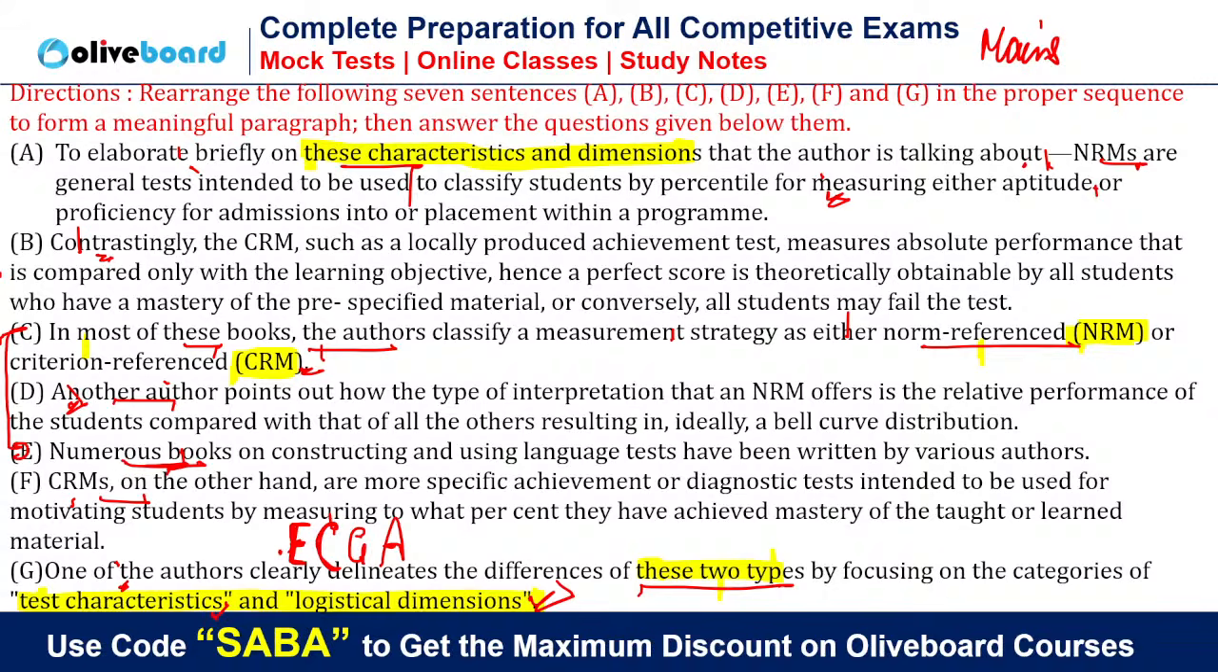Both the authors are comparing both the categories, all the authors, okay? So now here NRMs are general tests. So can we say after that B will not come, we will say are more specific tests? Yes or no? So after A, B will come or F will come? Because as per the first author, the NRMs are general tests and CRMs are specific tests, specific achievement, right? And then you will come to another author D. And according to this author, NRM is relative performance and CRM is locally produced achievement test.